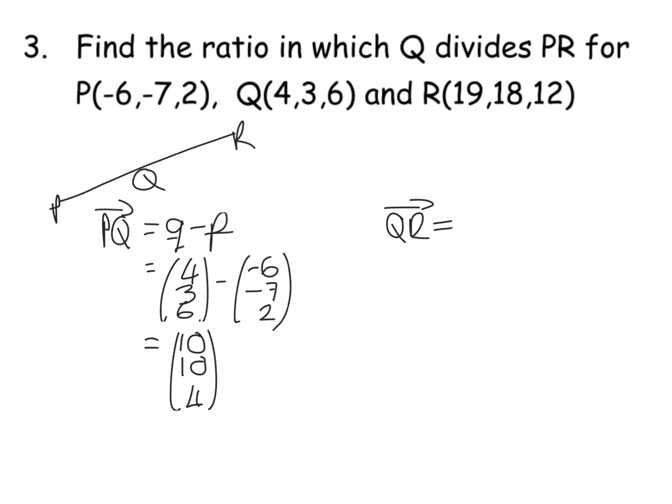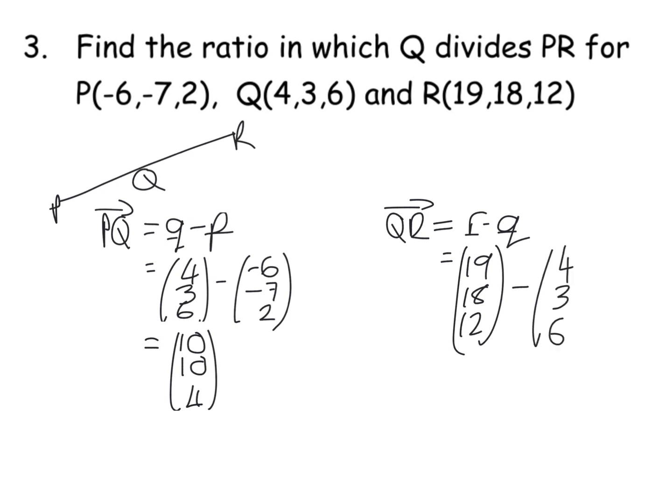If I do the same for QR, that will be R take away Q. So it will be 19, 18, 12, take away 4, 3, 6. Which gives me, 19 take away 4 is 15. 18 take away 3 is 15 again. And 12 take away 6 is 6. So the vectors aren't identical, but they do look like they could be multiples of something.